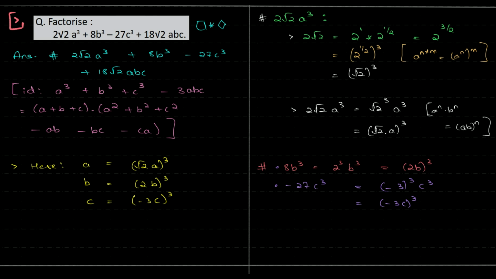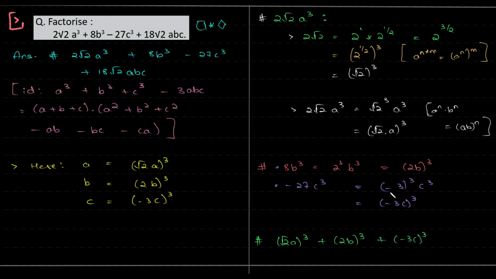Okay, so that would be your ABC, that's it. And now all we have to do is rewrite. So we have to rewrite this expression to look something like this. So this would be a cube plus b cube plus minus c the whole cube.